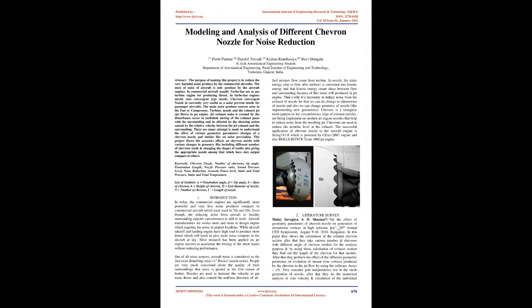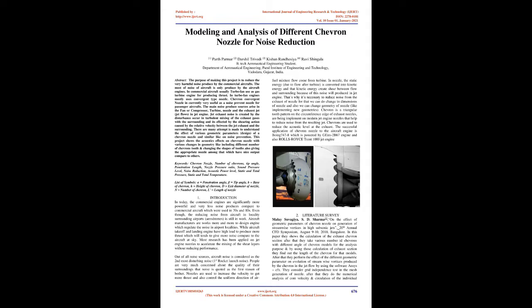List of symbols: A equals penetration angle, SS equals tip angle, B equals base of chevron, H equals height of chevron, D equals exit diameter of nozzle, N equals number of chevrons, L equals length of nozzle.